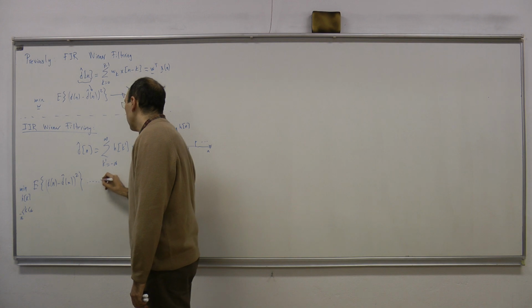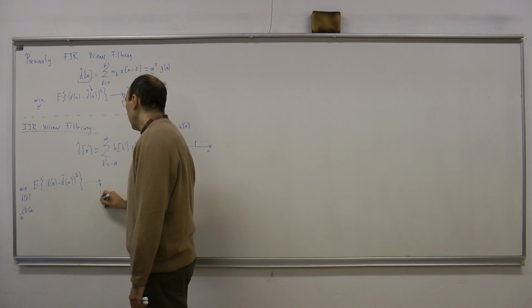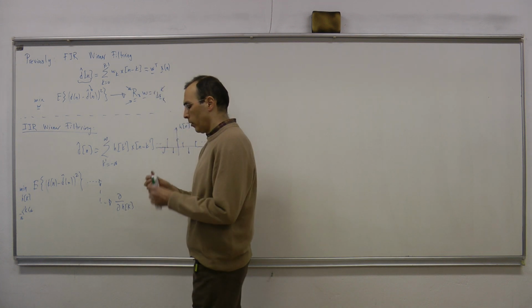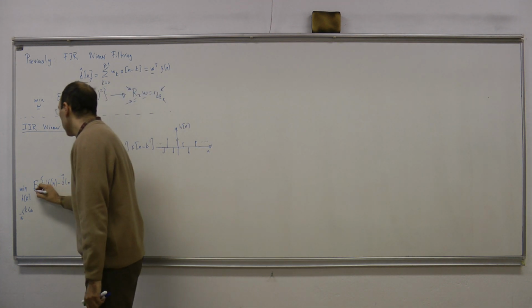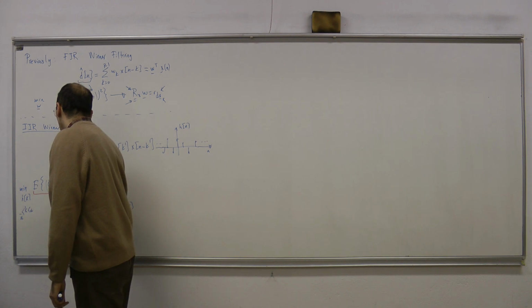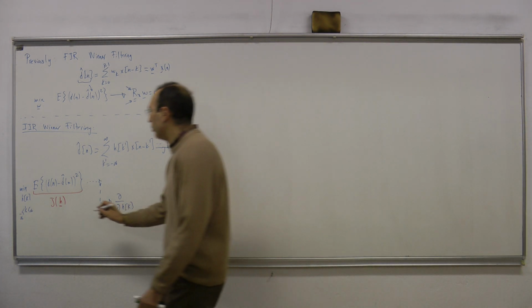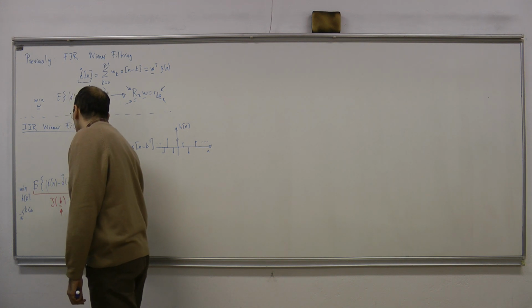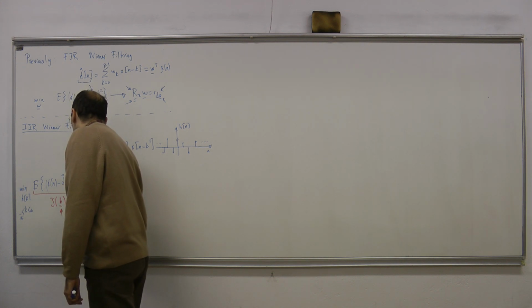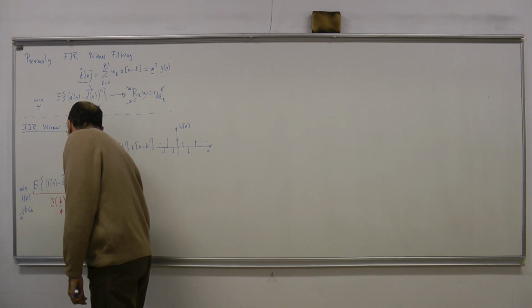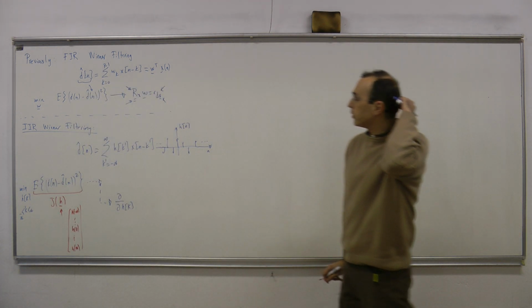So what do we do? Let me write the following. I take the partial derivative of this cost function, let me call this my cost function, J of h vector. So what is the h vector over here? The h vector starts from h of minus infinity, there is h0, and it goes up to h of infinity. Okay? So it's an infinite length vector.